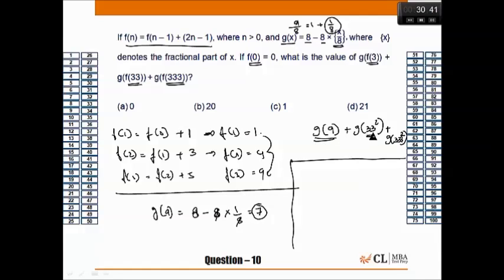So g of 33 squared. The fractional part will actually be the remainder when you divide by 8. Yeah, 1 remains. So g of 33 squared is 8 minus 8 times something by 8. The top will be the remainder when 33 squared is divided by 8. 33 divided by 8 leaves 1, so 33 squared leaves 1 squared, which is 1. Again the same thing, it will give me a 7. 7 plus 7 is 14.